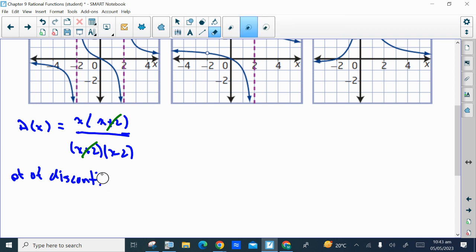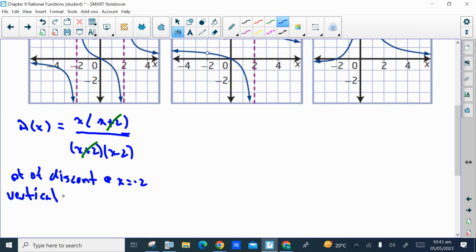Let's just say a point of discontinuity. Just save some room here. At x equals negative 2, we'll also have a vertical asymptote at x equals positive 2, because we still have that factor remaining.